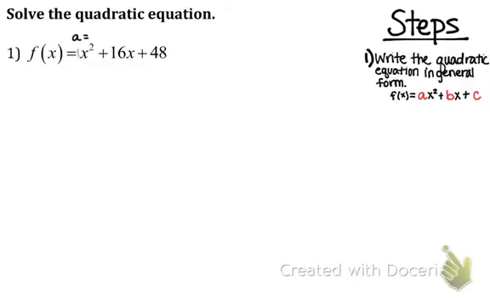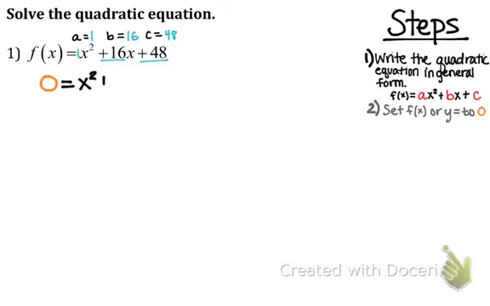Just a reminder that a is the coefficient in front of the x squared term, so a is equal to 1. B is the coefficient in front of the x term, so b is 16, and c is the constant, so c is 48. Okay, so step 2. Set f of x or y equal to 0. So we are going to replace f of x with a 0 and just rewrite the right side of our quadratic equation. So we have 0 equals x squared plus 16x plus 48.